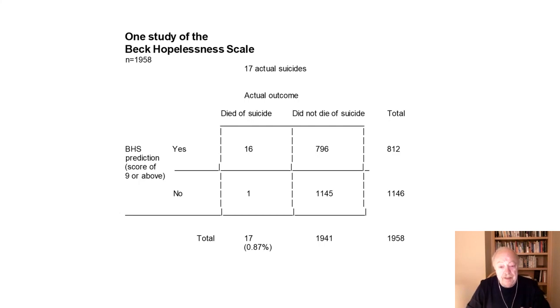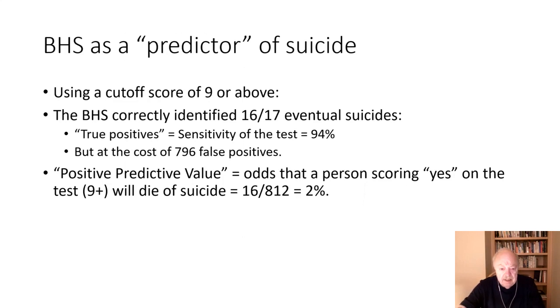So if you just look from the point of view of developing a test, you want to look at the sensitivity and the specificity. And remember, sensitivity is from the point of view of the test, looking at the test as a whole. In other words, sensitivity is of all the people who go on to get the disease, or in this case, all the people who go on to die of suicide, how many of them score yes on the test? And in this case, it's very good, right? 16 out of 17. Those are true positives, and that's the sensitivity of the test, which is 94%. Very good. But, of course, as I mentioned a minute ago, the cost is 796 false positives.